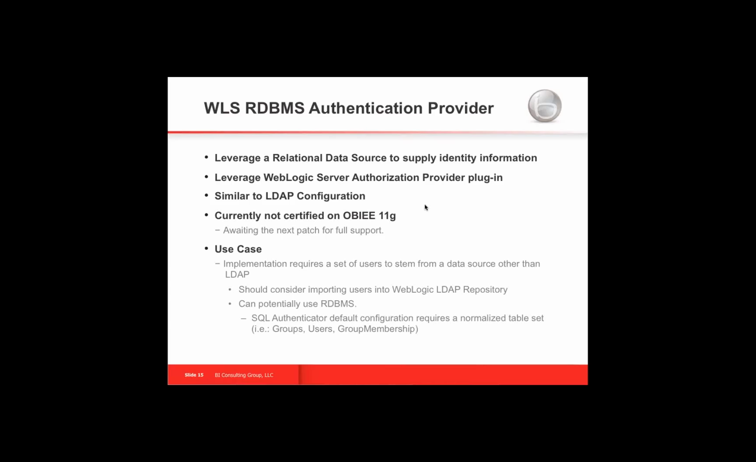Okay, so this happens quite a lot with disparate sets of data and where our actual users are located. So we can leverage a relational data source to supply that identity information. We can leverage the WebLogic Server Authorization Provider plugin to enable this. And the setup is very similar to setting up an LDAP configuration, similar to OID or Active Directory or Sun LDAP.